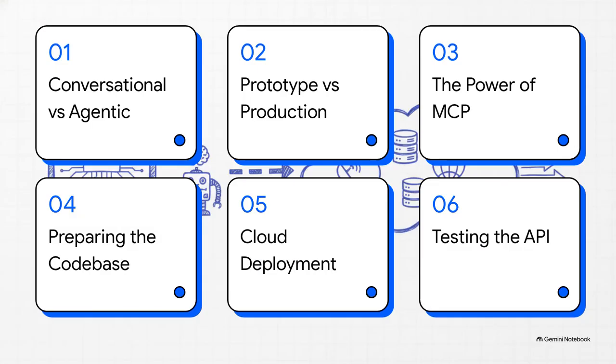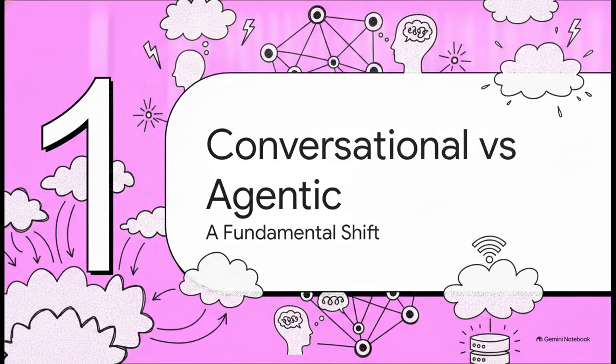Here's our roadmap for today. We'll be covering conversational versus agentic AI, prototyping versus production, and the incredible power of MCP. After that, we'll prepare the code base, run through the cloud deployment pipeline, and finally test the deployed API. Don't worry, we're going to break all this complex jargon down into super actionable steps. Okay, let's dive right into this.